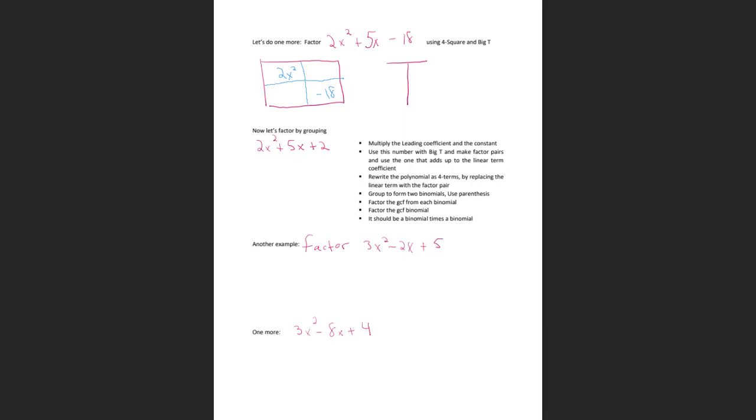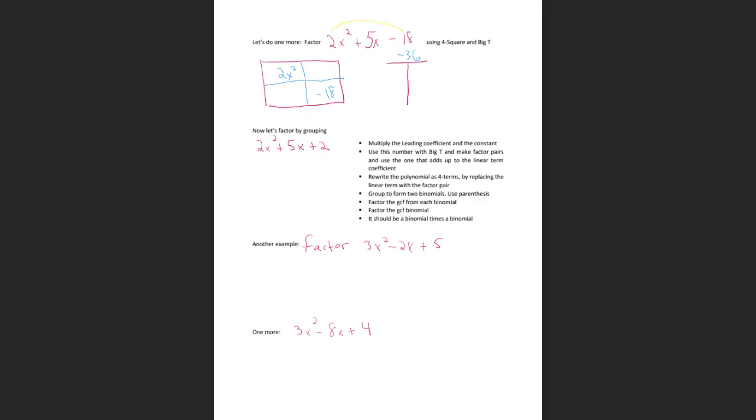Now, the catch is when you use big T, since there is a leading coefficient, you need to multiply that leading coefficient to the constant. And that's going to help us make our big T. So 2 times negative 18 is going to be this negative 36.